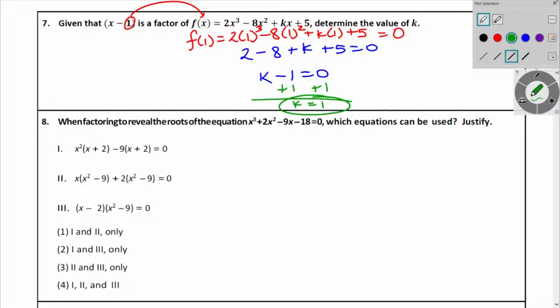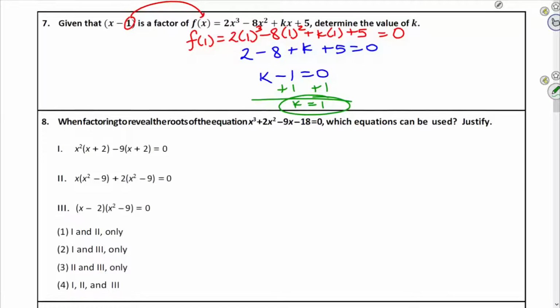Number 8, when factoring to reveal the roots of the equation, which equations can be used? Justify. I'll justify it using the work that I'm going to do. What I see here is some factor by grouping. Let's see what happens. If I do factor by grouping, because there are 4 terms, in my first group I have x squared as the GCF, and I get x plus 2. In the next group I have negative 9 as my GCF, and I have x plus 2 equals 0. And it looks like I have this one right here.